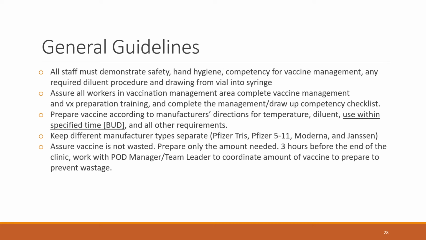Prepare vaccine according to manufacturer's directions for temperature, diluent, use within specified time, the BUD, and all other requirements. Keep the different manufacturers' types separate. Assure the vaccine is not wasted. Prepare only the amount needed. And 3 hours in a pod and 1 hour in a small clinic. Work with your pod manager and team leader to coordinate the amount of vaccine to prepare to prevent waste.